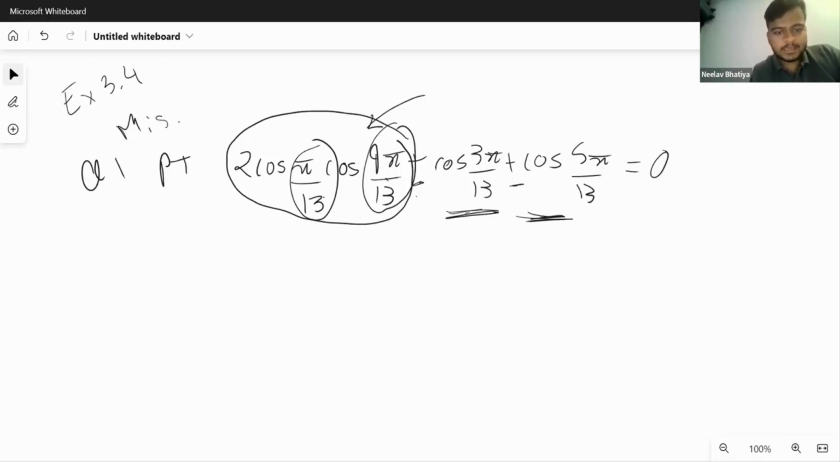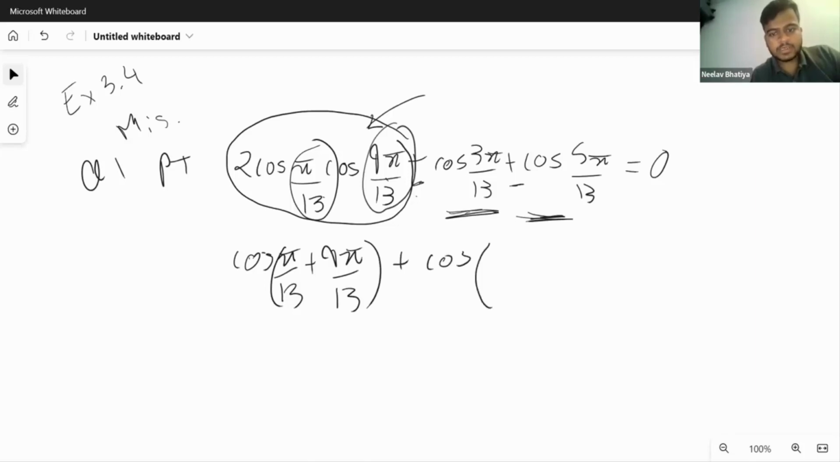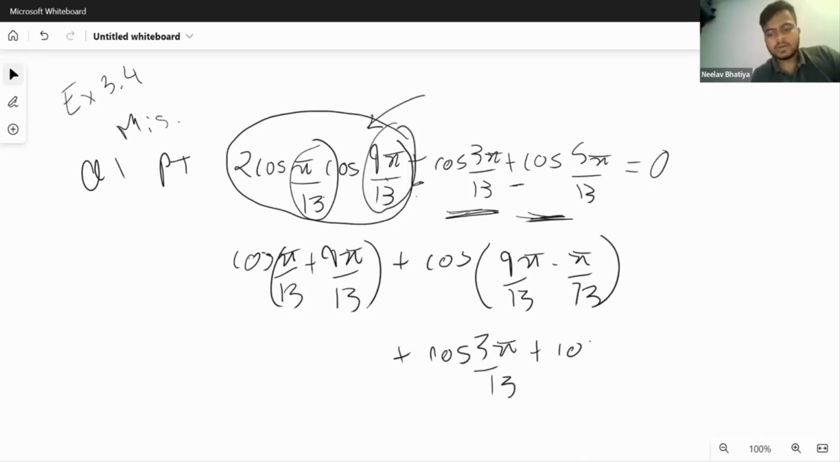So in essence, this term then becomes cos(pi by 13 plus 9 pi by 13) plus cos(9 pi by 13 minus pi by 13). Plus, we'll write these two terms as is, plus cos 5 pi by 13. Does that make sense? Because I've used the formula that I derived earlier to change this term, and the thing that I ended up with was this right here. Correct? Let's try and simplify this.